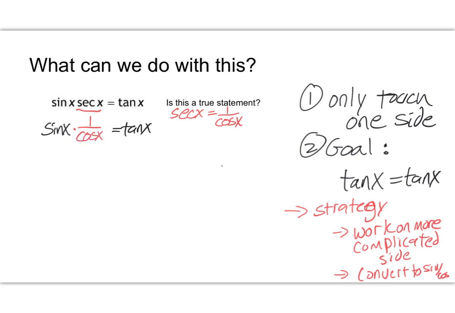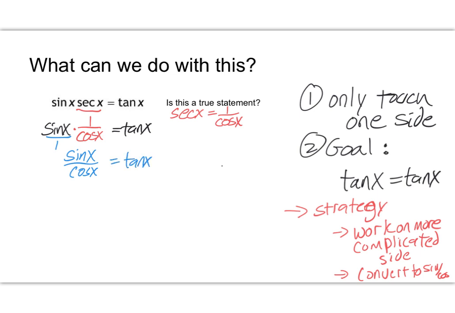Now I know I can multiply these things on the left. I've got sine of x over 1 times 1 over cosine of x. That lets us multiply that as sine of x over cosine of x. This right side stays the same.